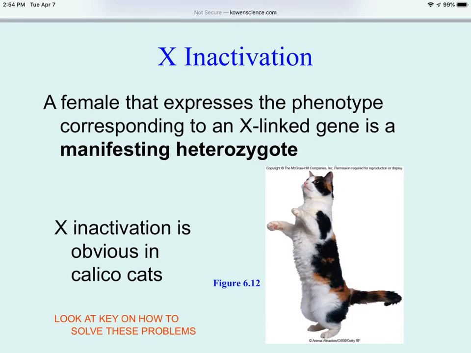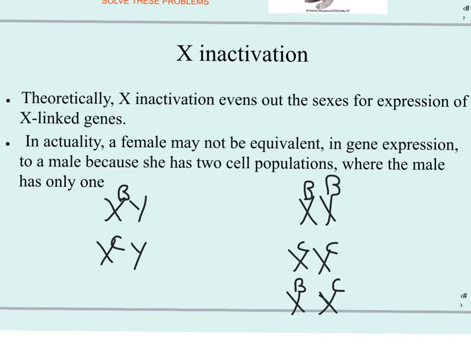Now, a good example of X inactivation is in calico cats. We'll show you the key on the next slide. So the key for calico cats, if it's a male, what we have going on is right here. This would be a brown male. Here we would have the yellow male. Here we would have a brown female, a yellow female, but to be calico, they have to have a trait for the brown and a trait for the yellow color.